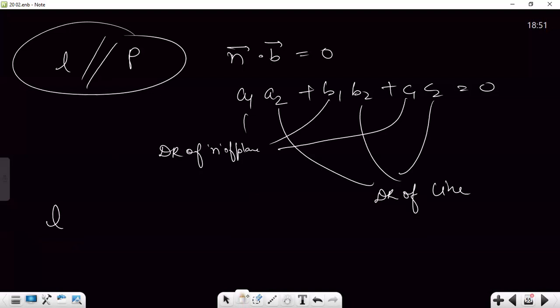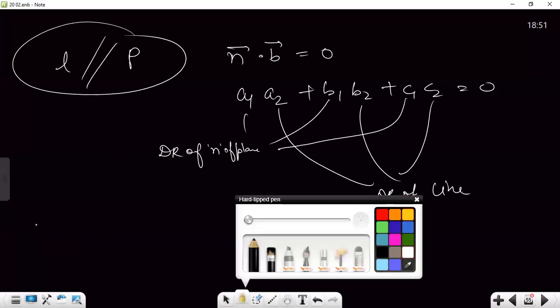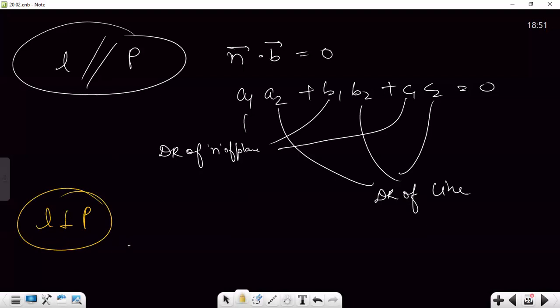If the line is perpendicular to the plane, then the n vector will be proportional to the b vector, and the direction ratios will be proportional to some scalar quantity. Any doubts? Yes, sir. Okay.